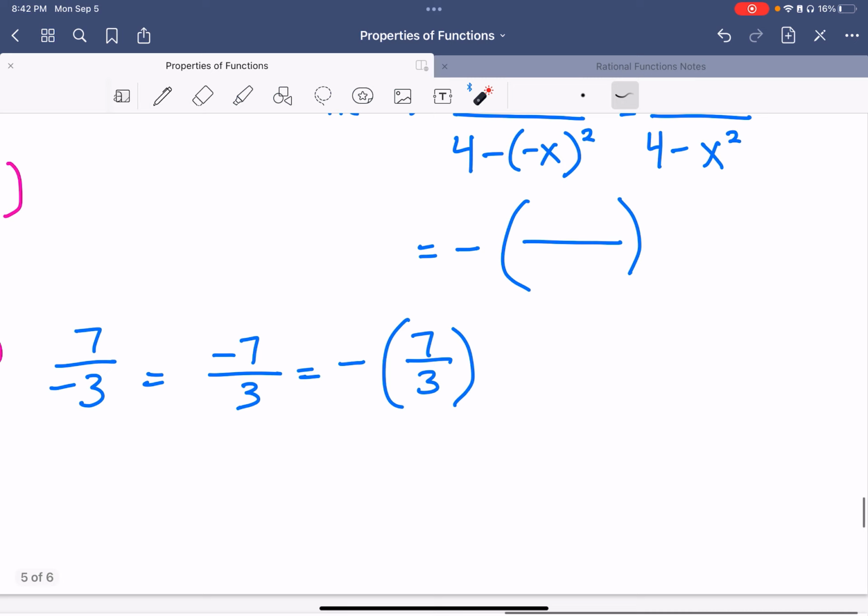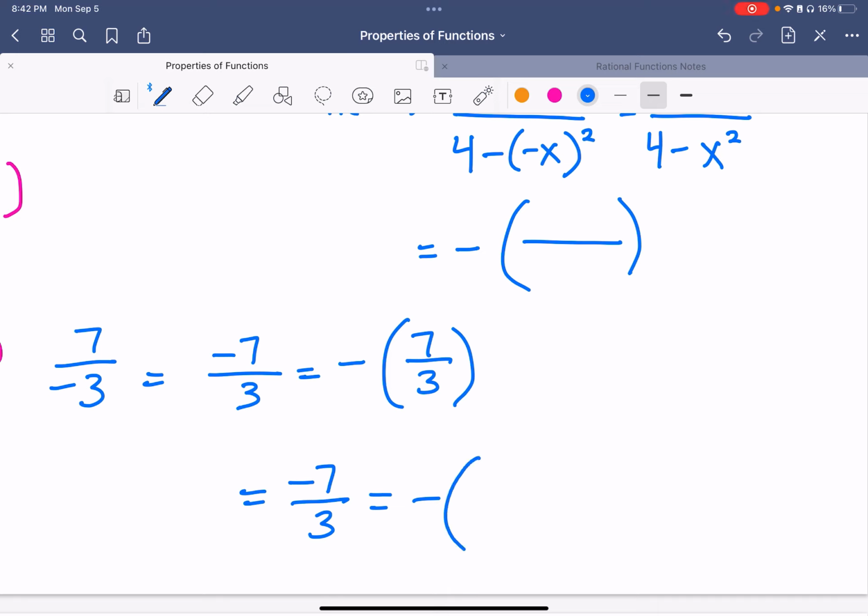Now, if I had given you the same fraction, and you had tried to take out a negative, some kids want to take it out of both, okay? So if you take a negative out of negative 7, you're stuck with positive 7, and if you take a negative out of 3, you have negative 3. So this is what some kids try to do, take the negative out of both the numerator and the denominator.